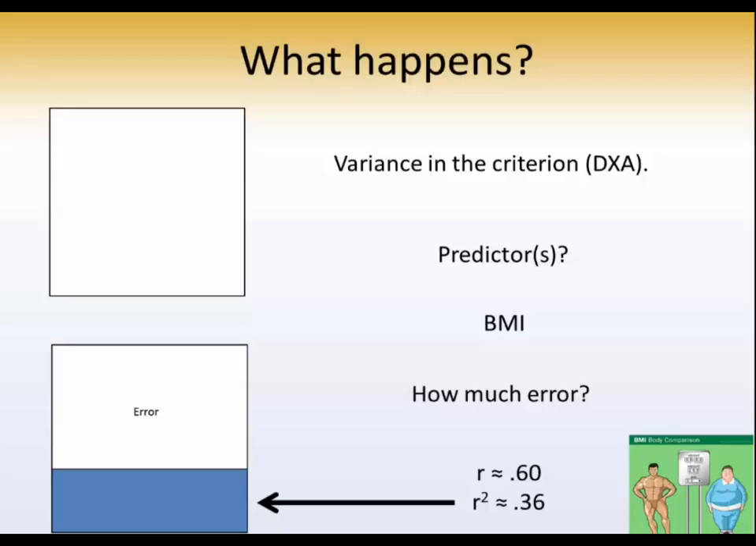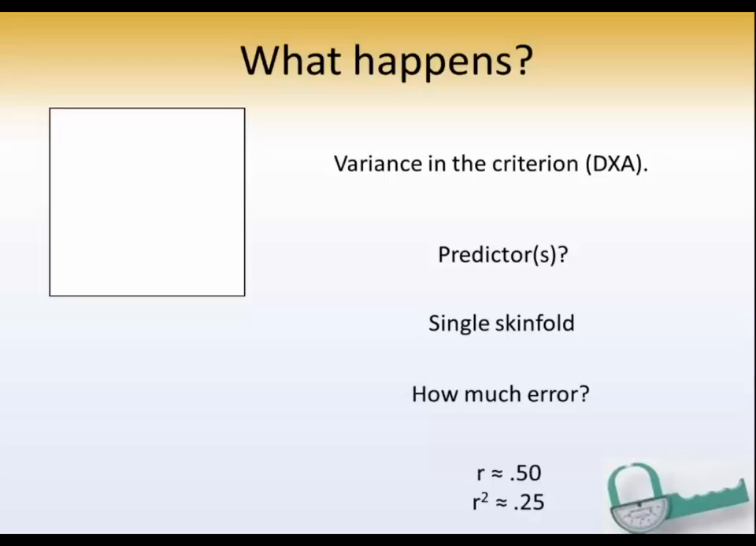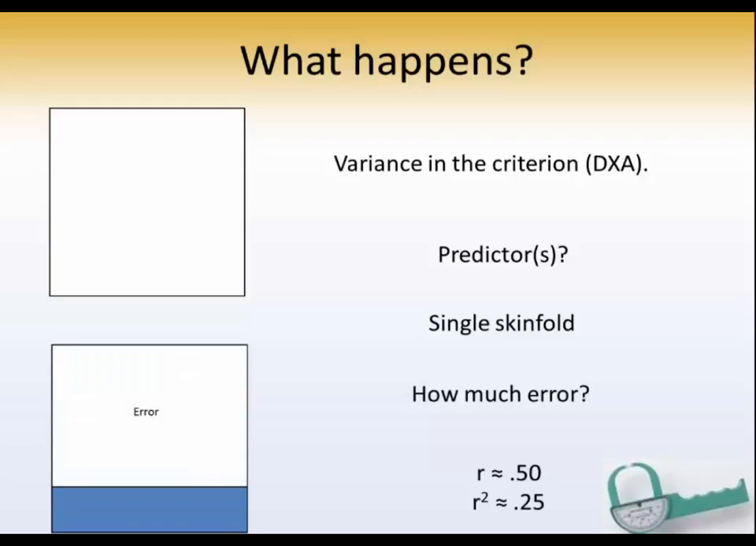What if we chose a different measure? What if we chose to use a single skin fold measure rather than 3 skin fold measures? And what if the correlation then was found to be 0.50? R squared is 0.25. Look how much error there is now. 25% of the variation was accounted for in our example, and 75% now is error. So what's happened to the standard error? As we went across here, the errors have become larger.